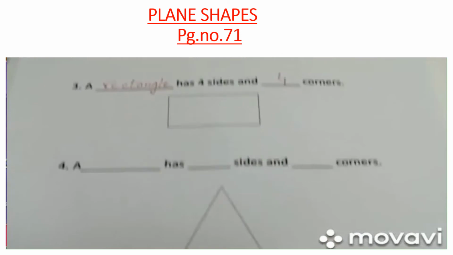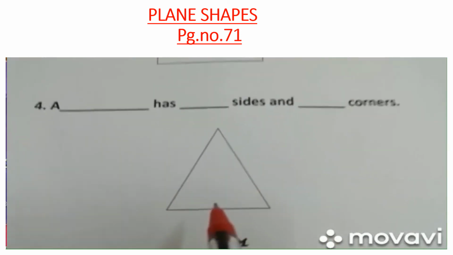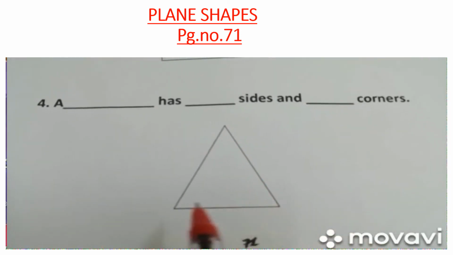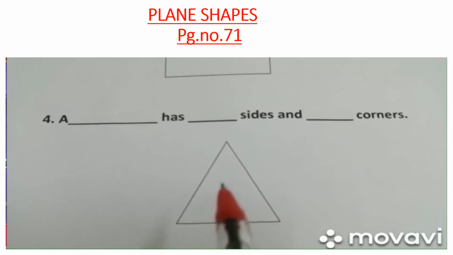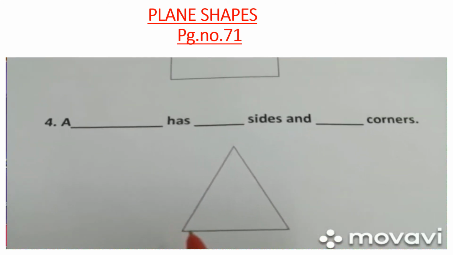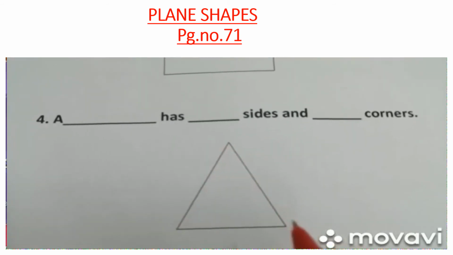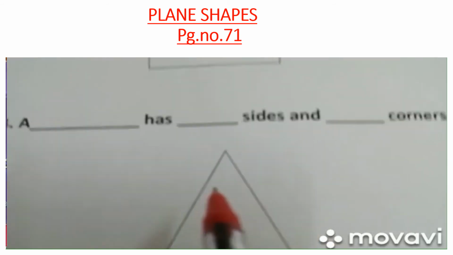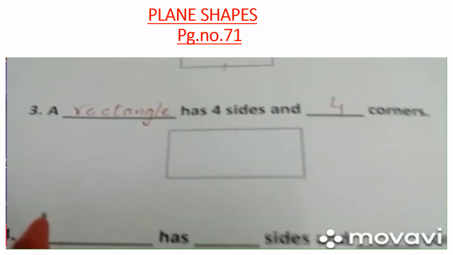Okay. Now next one. What is this? Which shape is this? Yes, this is a triangle. So how many sides is a triangle having? 1, 2, 3. And how many corners? 1, 2, 3. Very good. So first of all, what is this? Triangle.